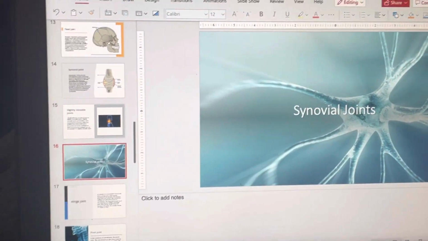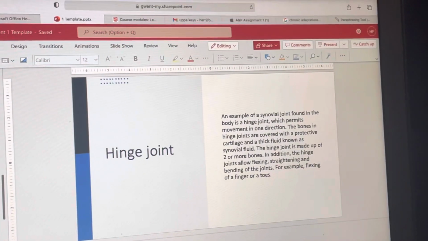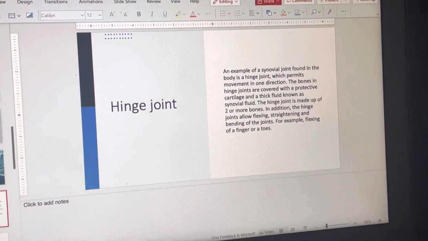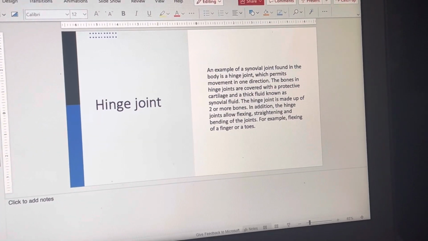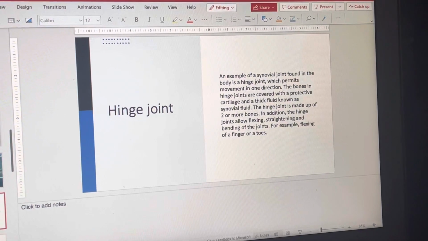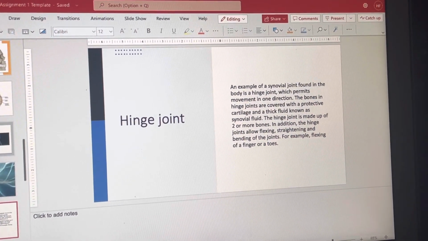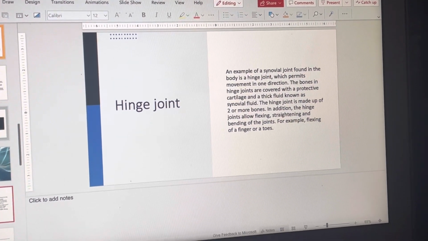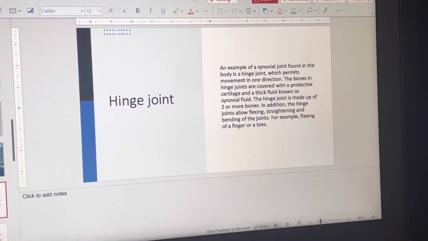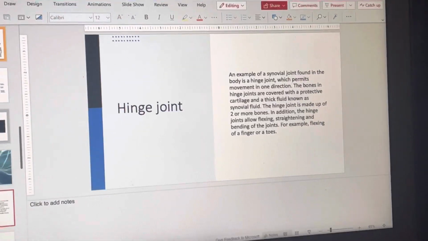Now we go on to talk about the types of synovial joints. First, you have the hinge joint. An example of a synovial joint found in the body is a hinge joint, which permits movement in one direction. The bones in the hinge joint are covered with protective cartilage and a thick fluid known as synovial fluid. The hinge is made up of two or more bones. In addition, hinge joints allow flexing, straightening, and bending of the joints, for example, flexing a finger or toe.